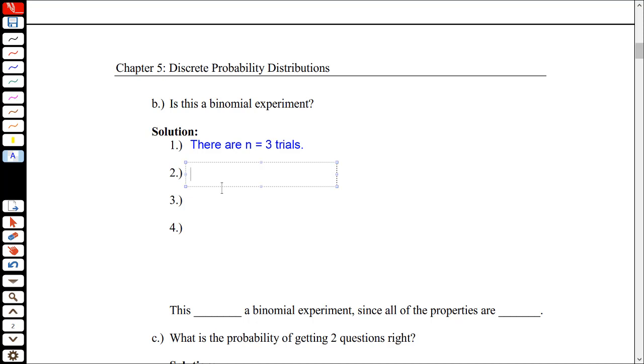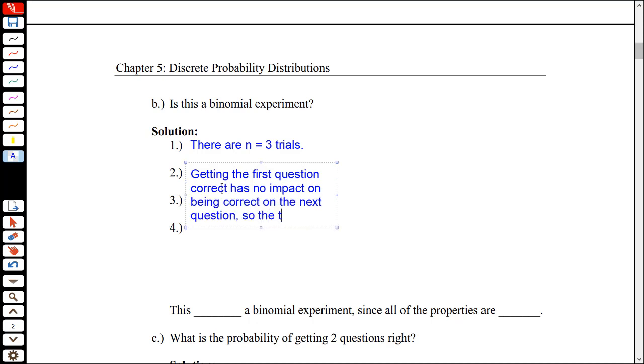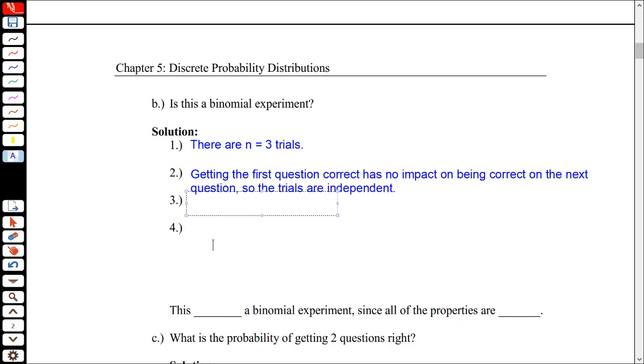Next, we want to make sure that the trials are independent. Since we're completely guessing on each trial, getting the first question right has no impact on whether or not we're correct on the second question. So the trials are independent. Next, we want to make sure there are just 2 possibilities. We can either get the answers correct or incorrect.